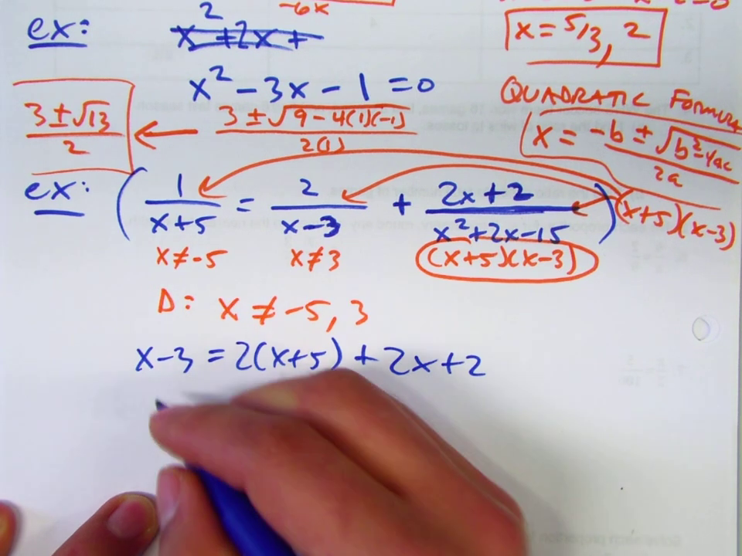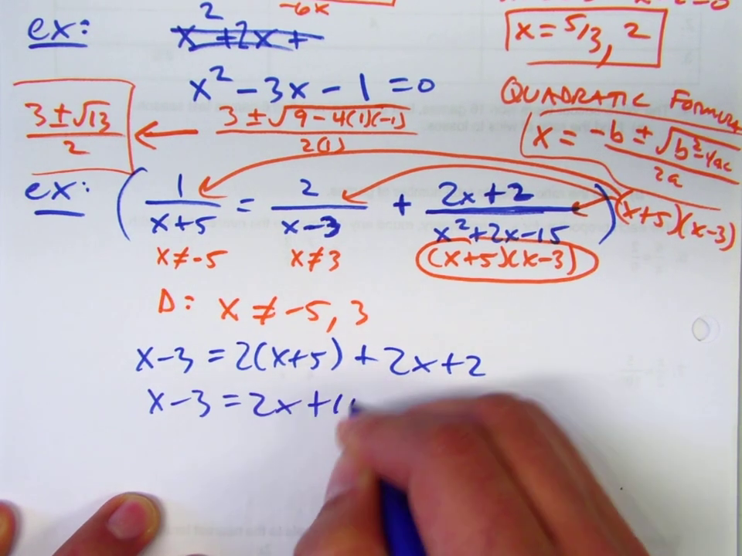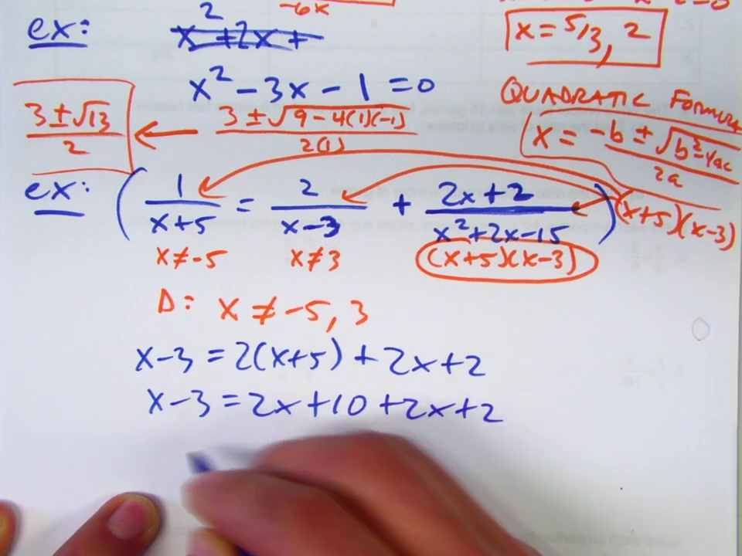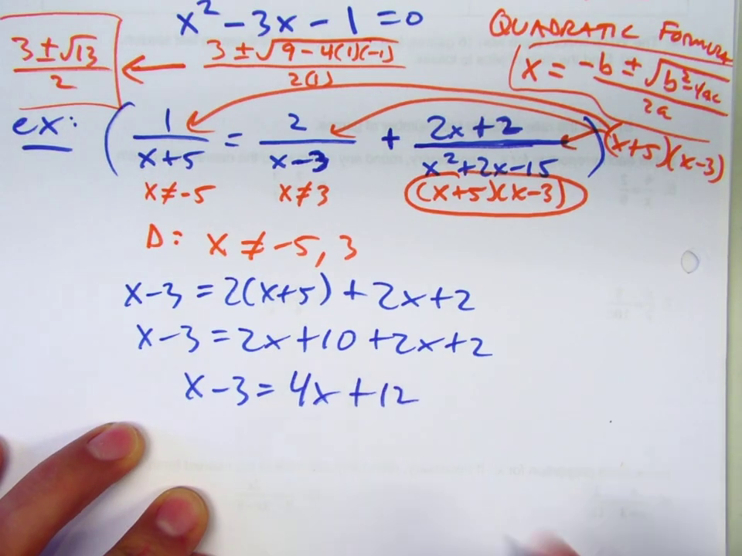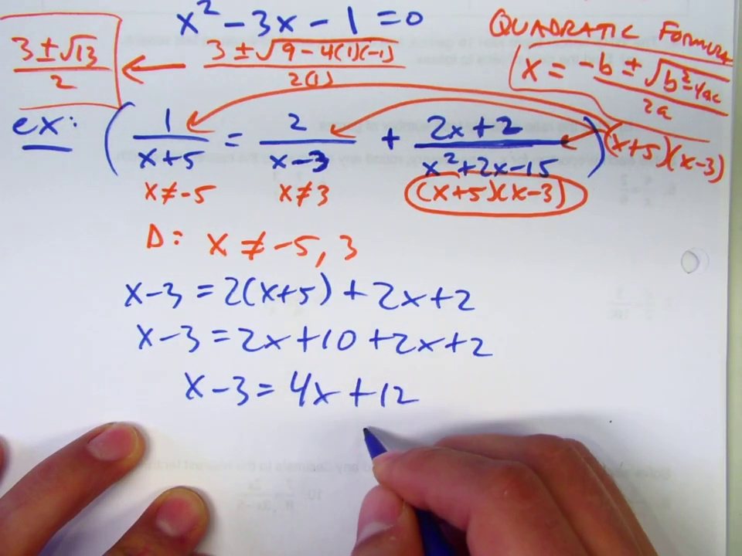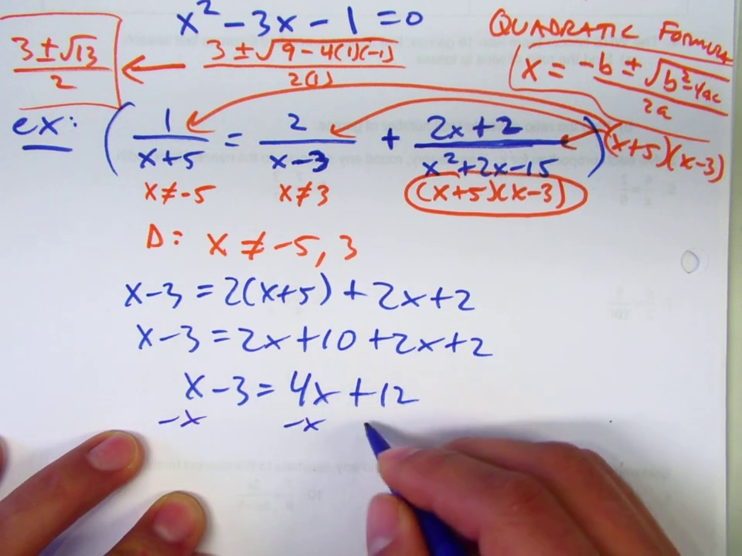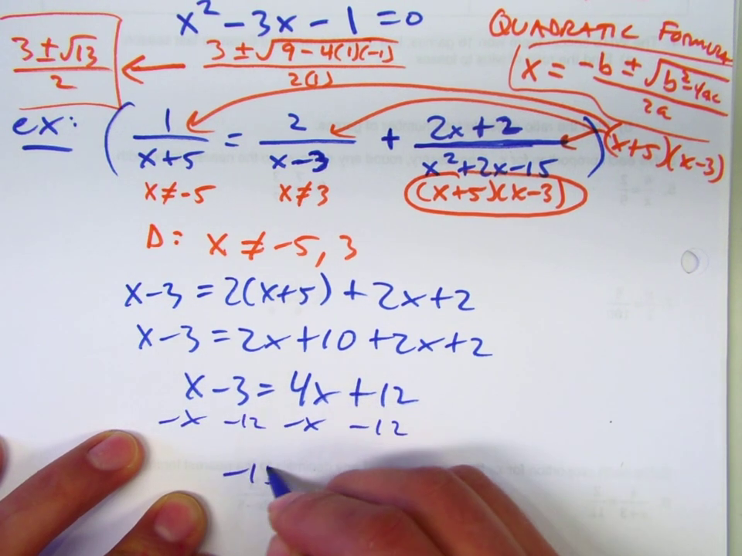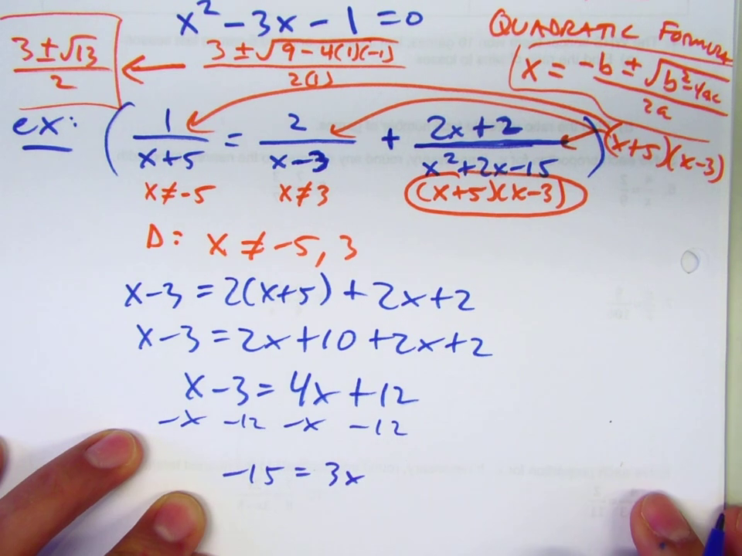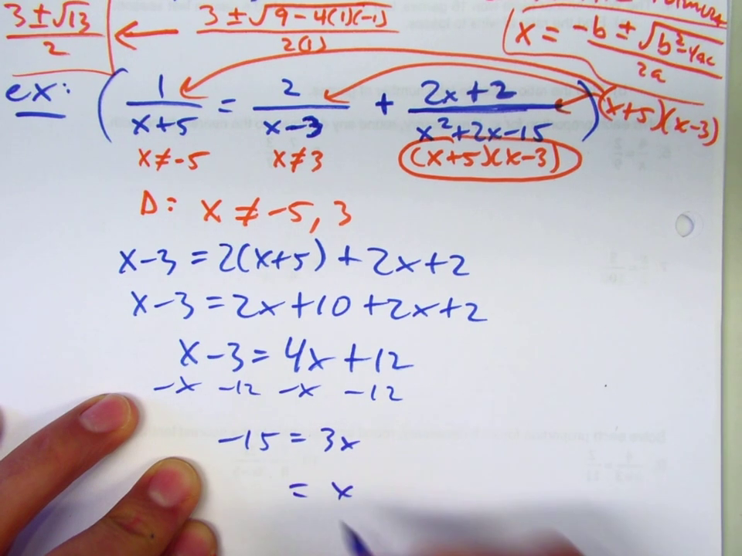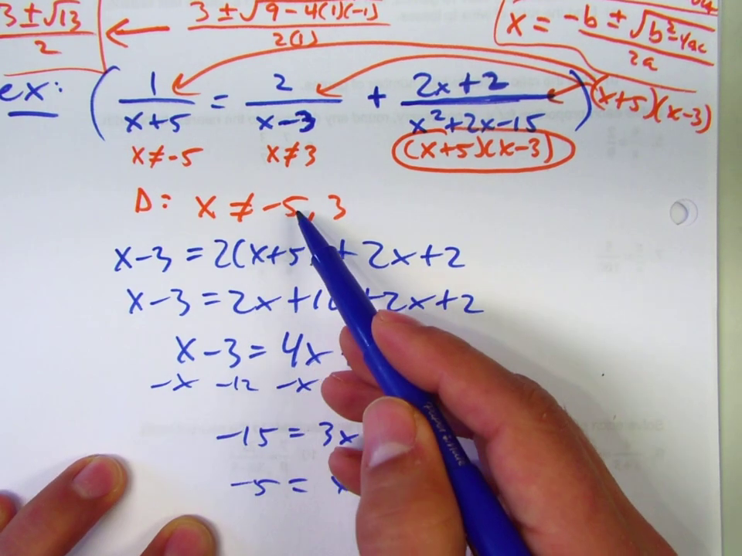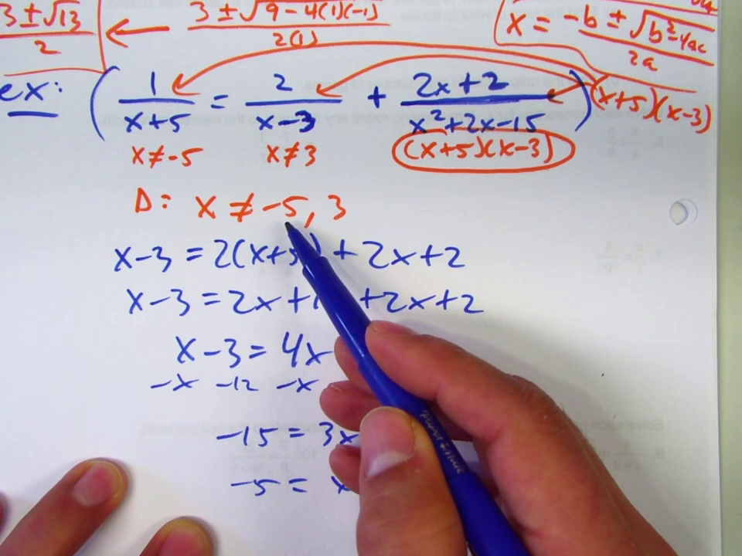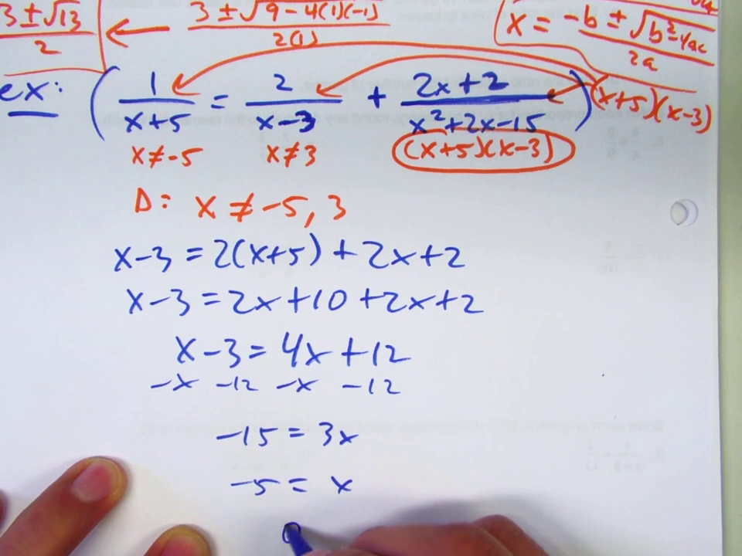Okay, so let's solve. Distribute the 2. Combine like terms. Get x on one side, and maybe subtract the 12. So maybe minus x, and also subtract 12. You get negative 15 equals 3x. Divide by 3. So what's x going to be? Negative 5. But the domain tells us that we're not allowed to have x equal to negative 5. So this is one of those rare but important cases where there's no solution.